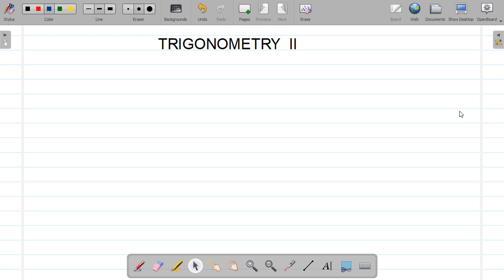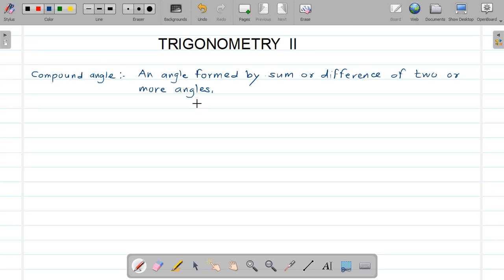Dear students, today we are going to discuss the topic trigonometry number 2, in which the first concept that we are going to study is compound angle. So see, what do you mean by compound angle? Compound angle means it is the addition or subtraction, or you can say the sum of two or more angles. Sum or difference of two or more angles is called the compound angle.